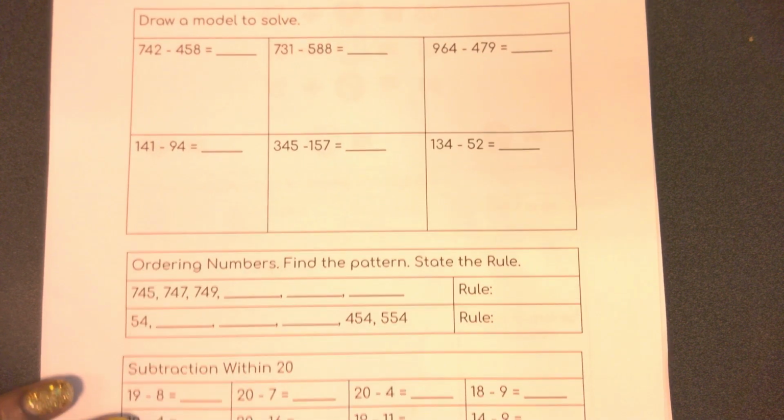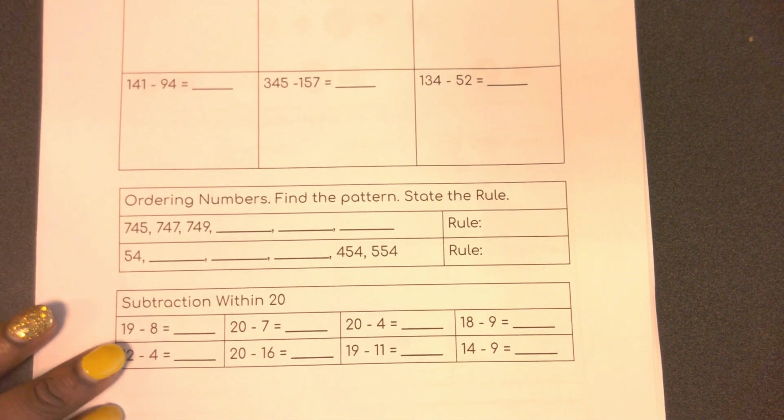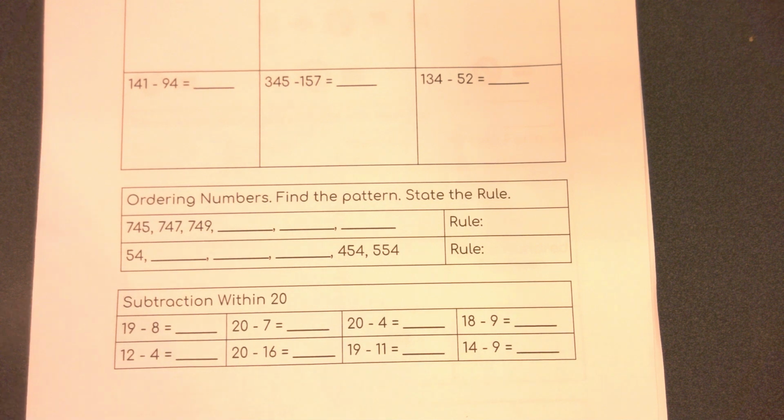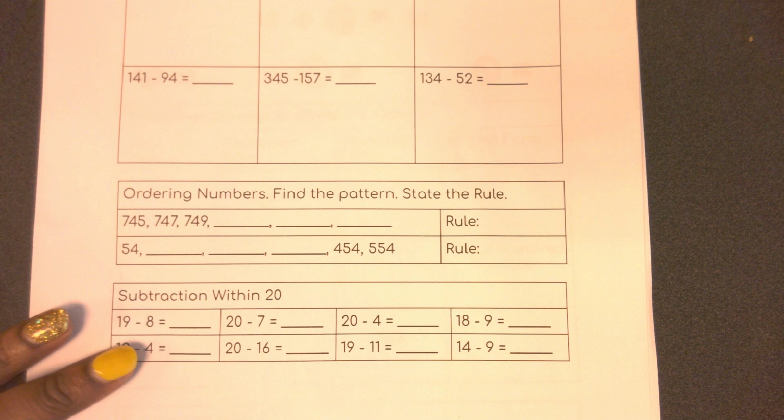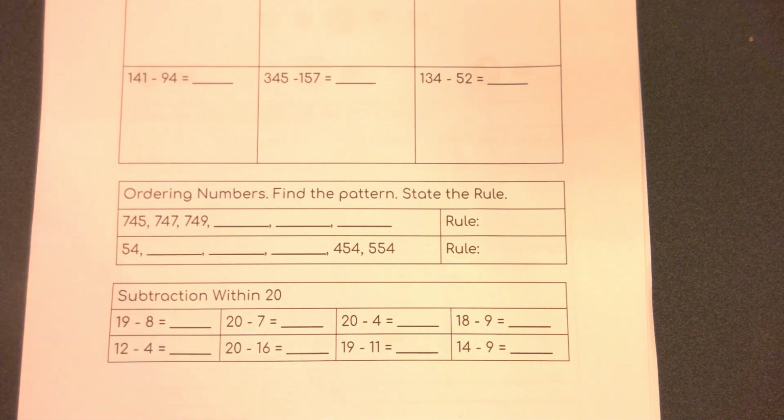Down here, we're going to order numbers, and we need to find the pattern this time. All this time, we've been said the pattern is tens or hundreds or twos, but this time, we have to figure out the pattern. And down at the bottom, we're going to subtract within 20. So we're going to use what we know about numbers to help us subtract.